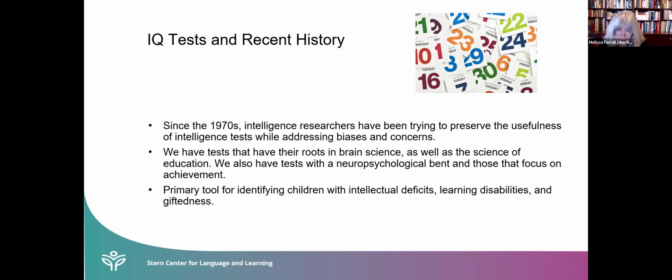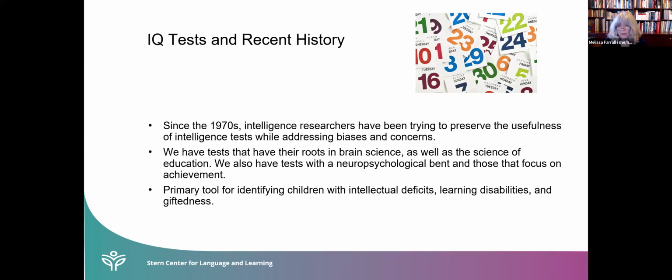Over the past several years, we have developed tests that delve more into brain science and are more, I'll say, educationally bent. And we have more options in terms of neuropsychological functioning, right? To kind of get in there and look at all those very specific abilities. So we use IQ tests today, right? That's the primary tool that we use to identify kids with intellectual deficits, learning disabilities, and giftedness, full spectrum.